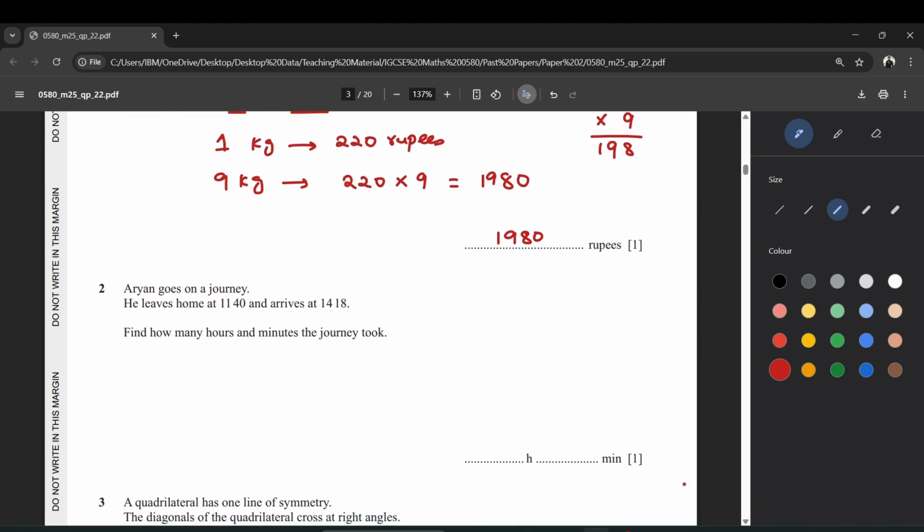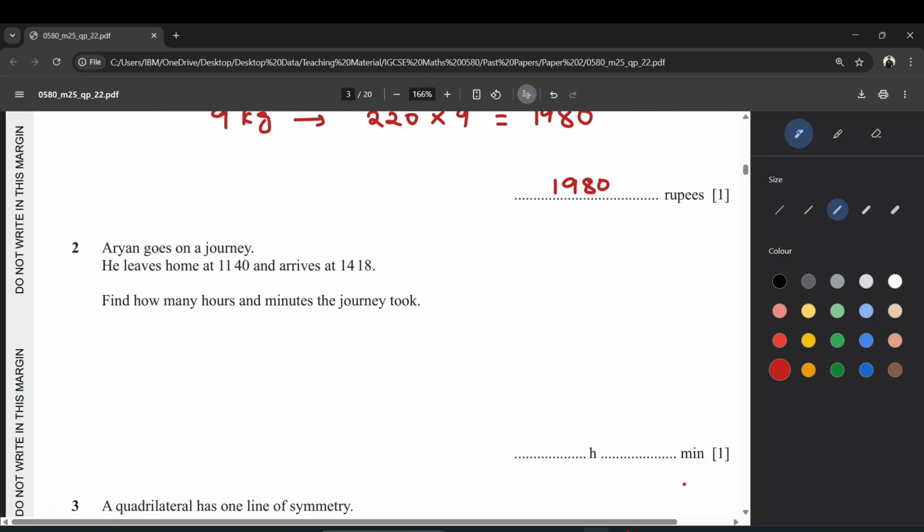Question number 2. Aryan goes on a journey. He leaves home at 11:40 and arrives at 14:18. Find how many hours and minutes the journey took. So this is the starting time, the time at which he left the house, and this is the time at which he arrived.